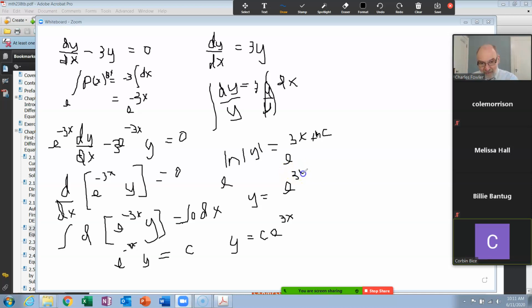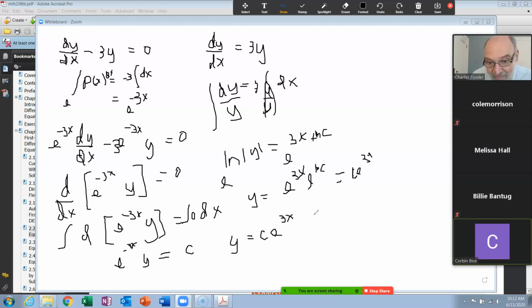For some reason, my x's wind up looking more like k's, but I can't help it. Times e to the log c, which is just a constant. I just chose to name it that. And e to the log c is simply c. So that would give you c e to the 3x, which is exactly what we got using the linear method. Same answer, so sure enough, that's right.